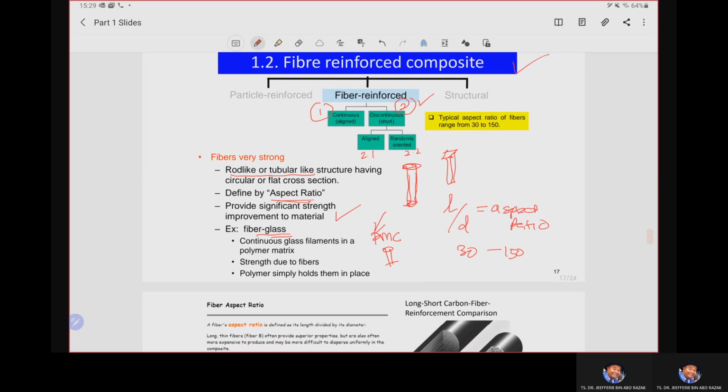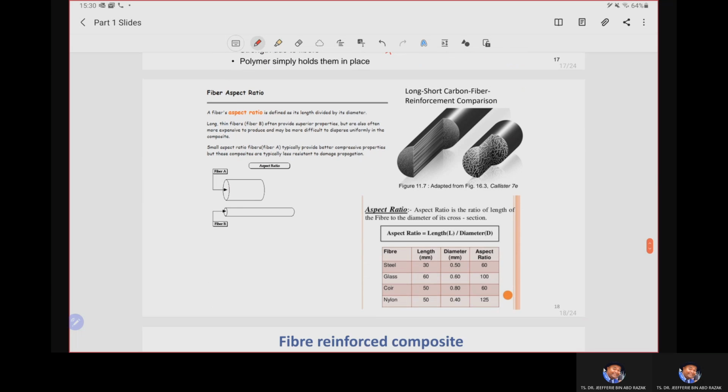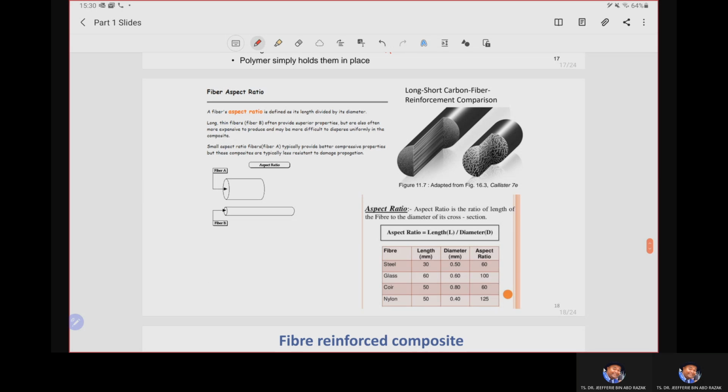Just to refresh your understanding of the function of the fibers. Next, we will discuss further the aspect ratio of fibers, with a detailed explanation in this slide. Just to recap, the aspect ratio is defined as the fiber length divided by the diameter. Have a look at this figure comparing fiber A here and fiber B. Fiber A has a larger diameter but is quite short in length.